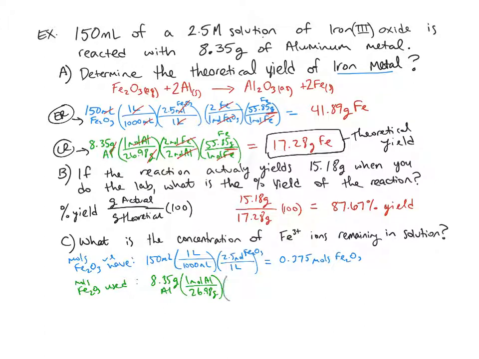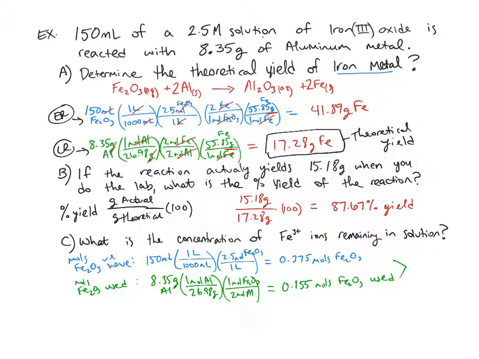Now I'm in moles of aluminum. I can use my mole ratio conversion, but this time I'm going to go from aluminum to iron oxide. I know from my balanced equation there are 2 moles of aluminum for every 1 mole of iron oxide. Now I'm in moles of iron oxide. That's all I want to do. So I'll run the numbers and I get 0.155 moles of iron oxide that we used.